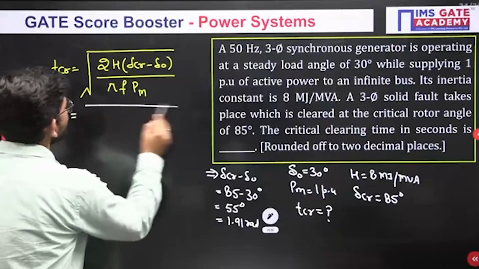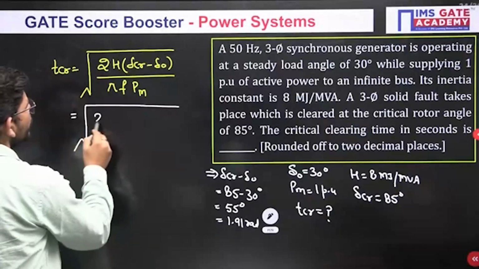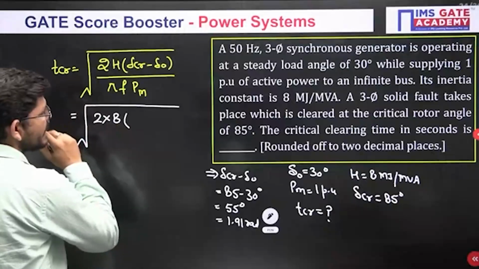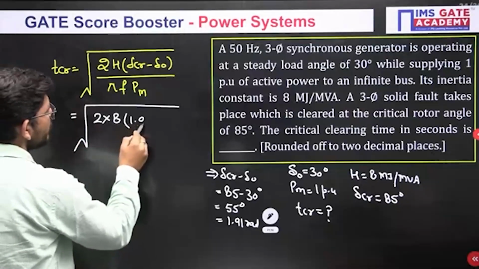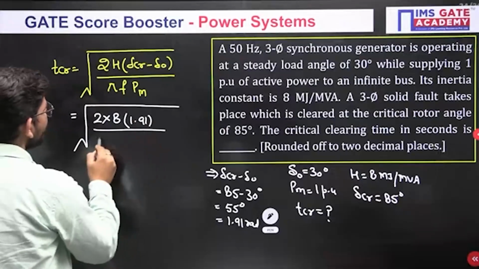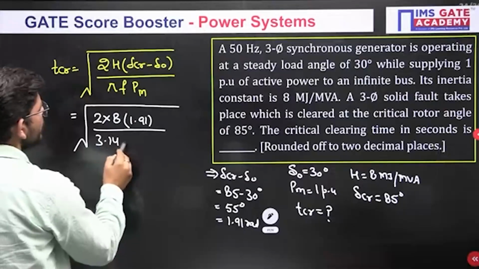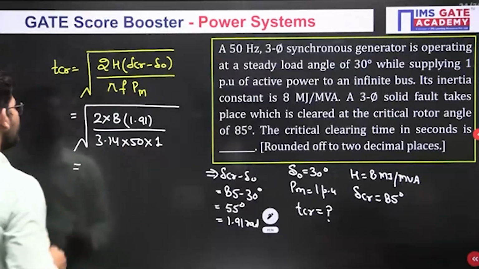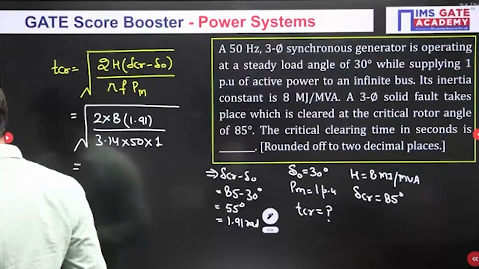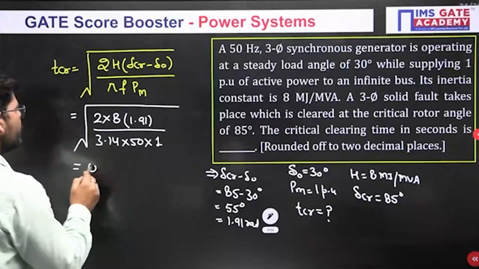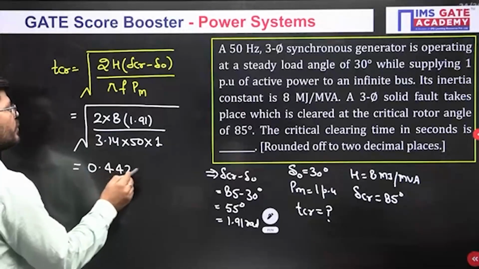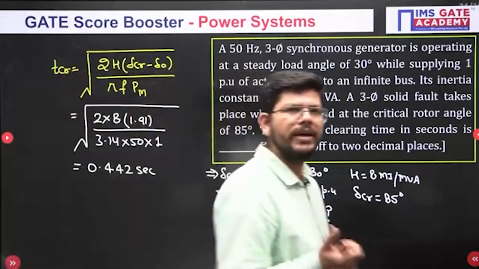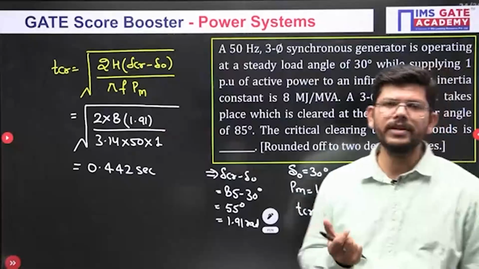Now come back here. 2 into H, H is 8, del CR minus del naught is 1.91 radians, pi is 3.14, F is 50, PM is 1. So we have all the required values. Now when we solve, you will get 0.442 second.